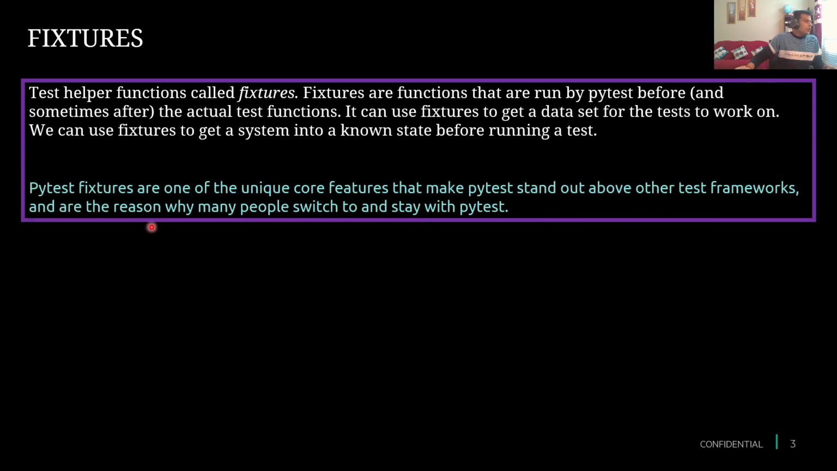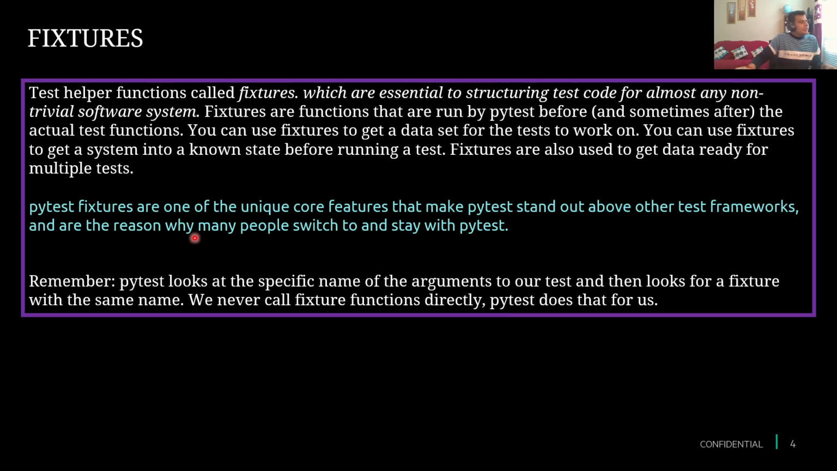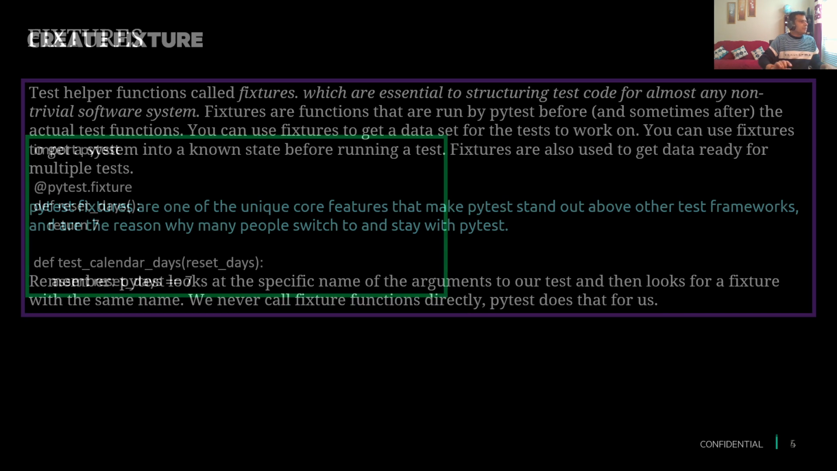Few things to remember about the fixture. This is one of the core features which developers like very much and it stands out from any other framework. Once you start using it, you will continue to use it. Another very important thing to note about the fixture is we never call the fixture. Fixture's call will happen by itself, by Pytest itself. So just define it and mention it inside the test function, and then the remaining things will be taken care of.